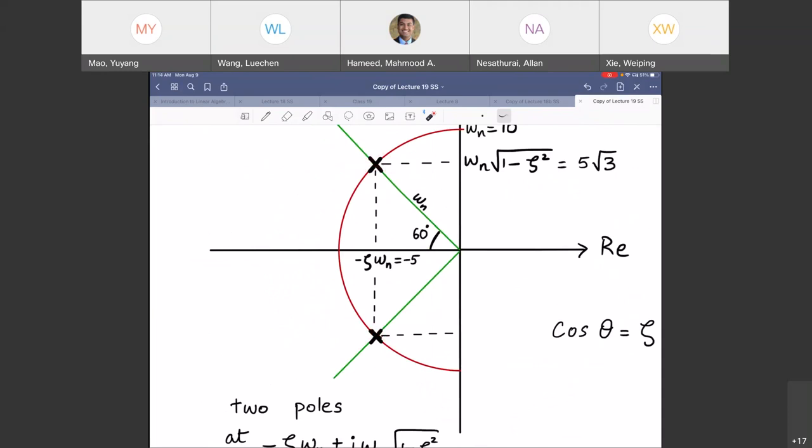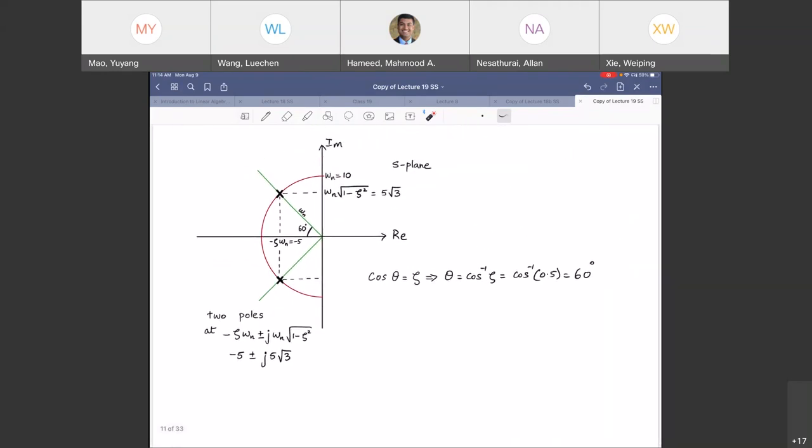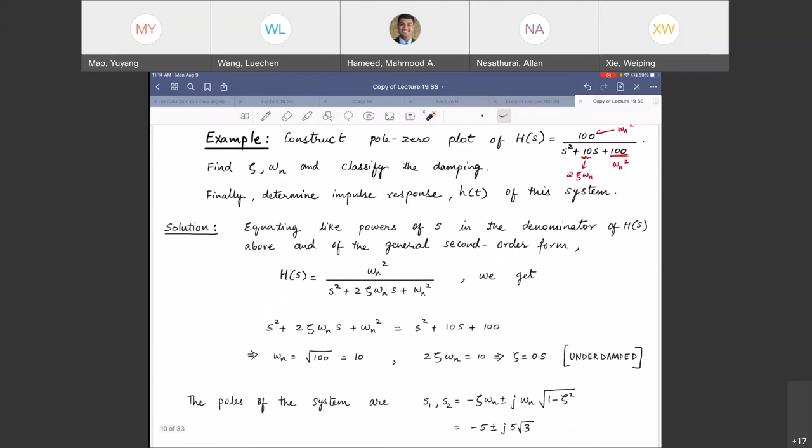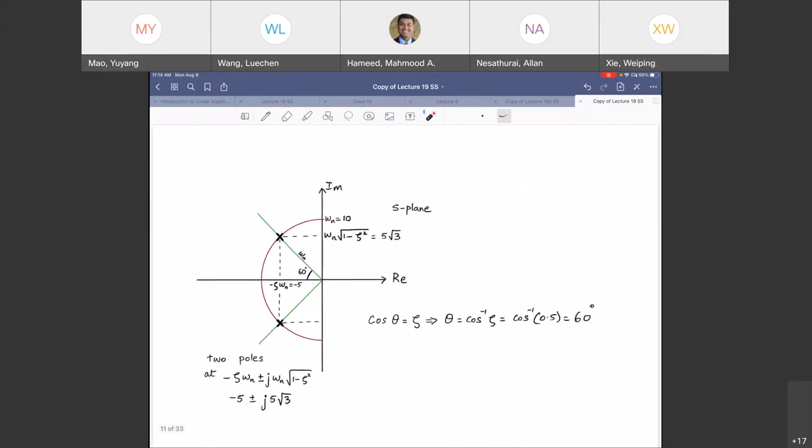Question is, what is the impulse response? If you want to know the impulse response, you are in the s domain, you take the inverse Laplace transform, and you go into the time domain. But about this 60 degrees, how is this 60 degrees? Cosine theta is zeta, zeta is half, so theta should be 60 degrees. Omega n was 10, yes. So they're 10 away at 60 degrees, and you know what those points are going to be: minus 5 plus or minus 5 square root 3. This is omega n, 10, and this is the damped frequency, 5 square root 3, and all those calculations. So now you know the pole zero plot for the corresponding second order system.